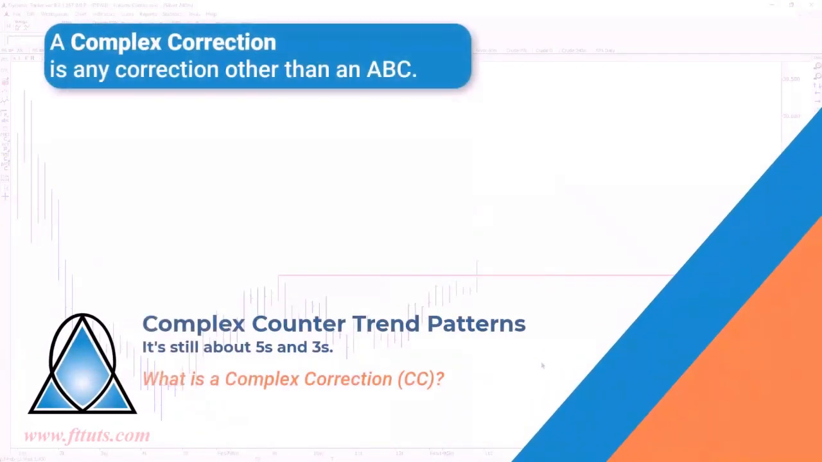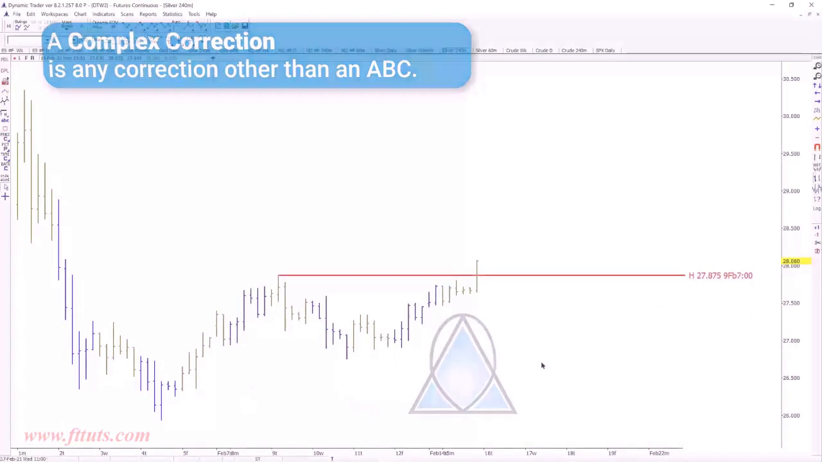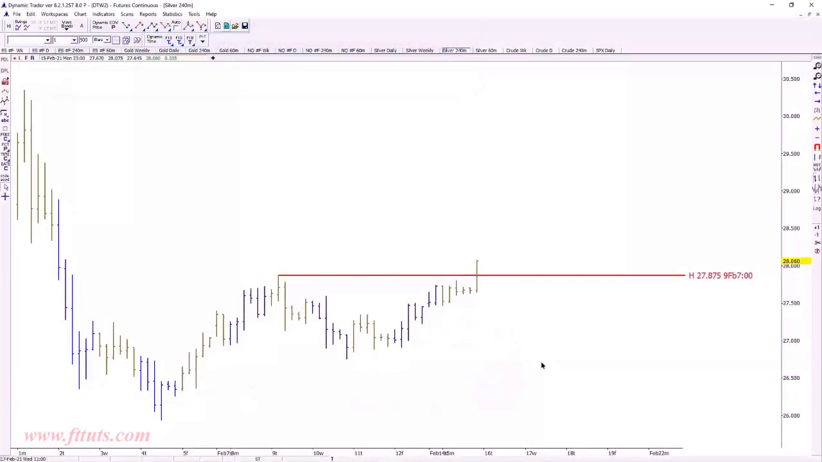A complex correction is any correction other than a simple three-section ABC. And a key factor to identify if a market is making a complex correction and not a new trend is if the sections overlap. So let's take a look at some data, follow it along bar by bar to see if we can identify if the market's making a correction or not and whether it's going to be a simple ABC correction or something more complex.